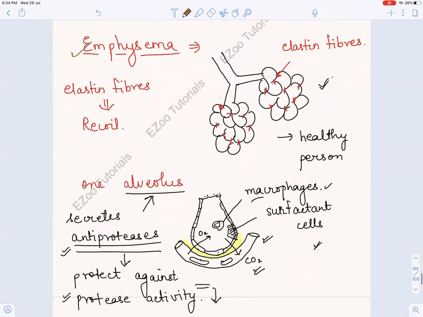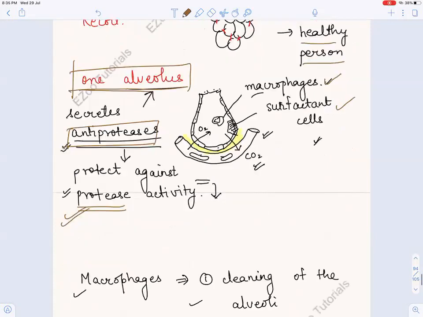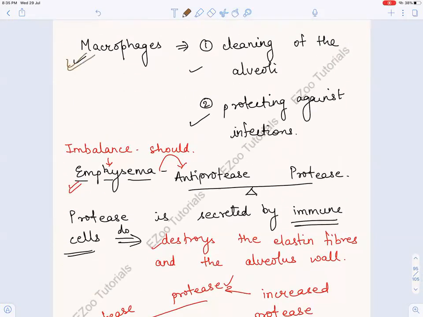We drew a healthy alveolus with elastin fibers of a healthy person. And then we drew one alveolus with macrophages. I told you that there is an increase in protease activity, and this alveolus secretes anti-proteases. Then we also talked about what this protease is doing. These macrophages are cleaning the alveoli and protecting against infections.